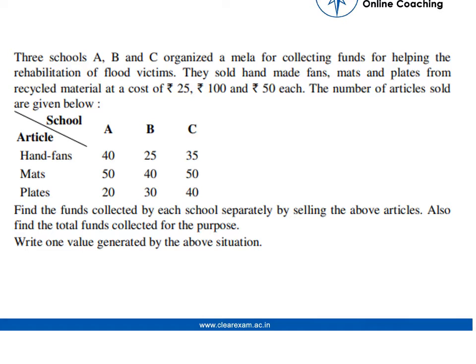Three schools A, B, C organized a mela for collecting funds for helping rehabilitation of flood victims. They sold handmade fans, mats and plates from recycled material at a cost of Rs 25, Rs 100 and Rs 50 each. The number of articles sold are given as follows. Find the funds collected by each school separately by selling the above articles and write the total funds collected for the purpose. Also write one value generated by the above situation.